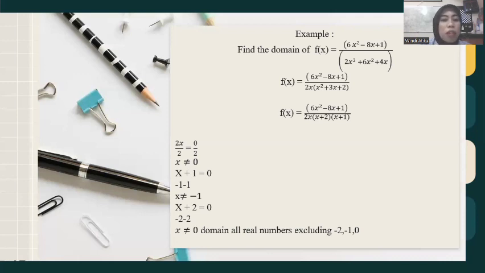2x equals 0, divided by 2, so x is not equal to 0. x plus 1 equals 0, so x equals minus 1, so x is not equal to minus 1. x plus 2 equals 0, so x equals minus 2, so x is not equal to minus 2. The domain is all real numbers excluding minus 2, minus 1, and 0.